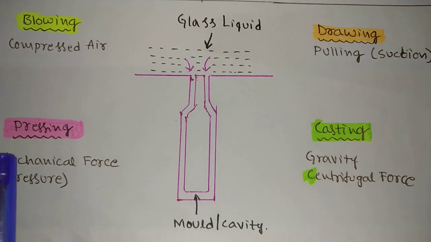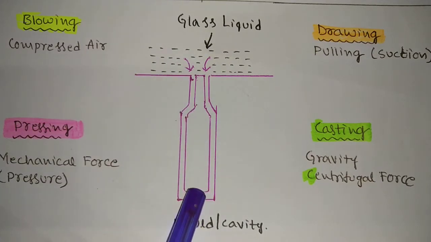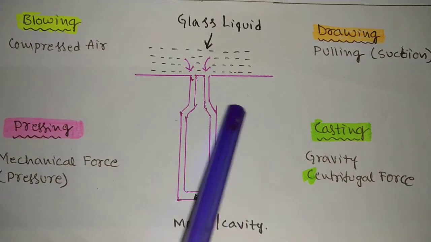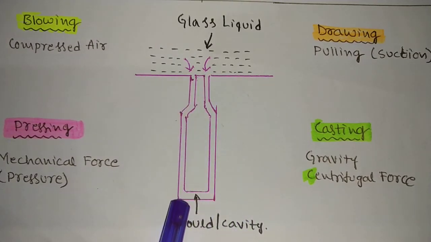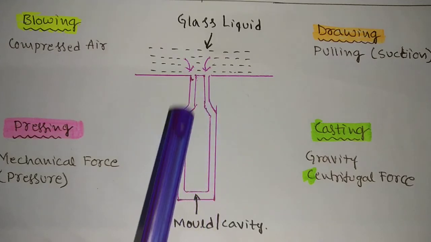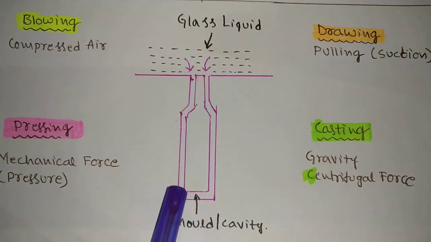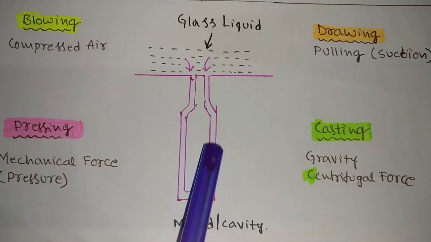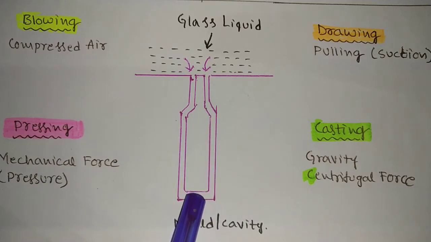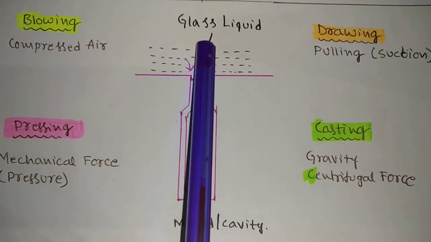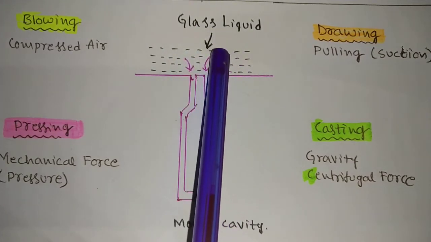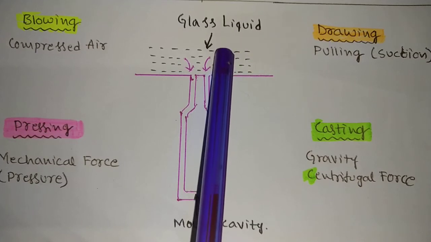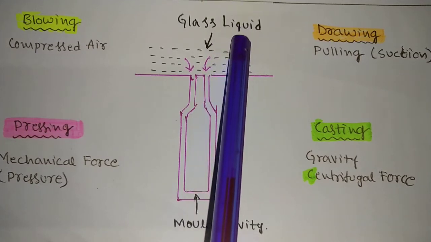Generally, whenever you are preparing an ampoule, here I took the example of an ampoule, there is a die. This is called a die. The die consists of a cavity. This is called a cavity, this is the ampoule mold. And here you see the glass liquid. Glass is there in the form of a liquid at a high temperature. It acts as a liquid.